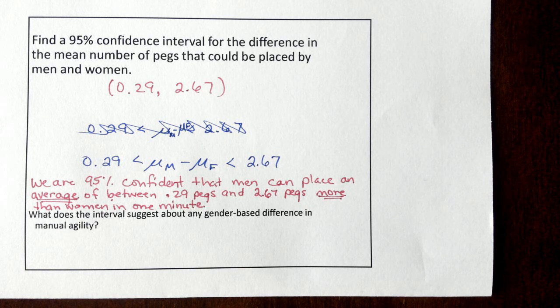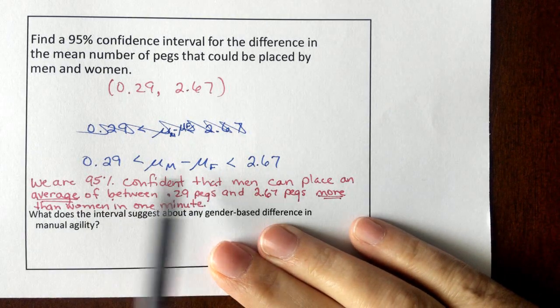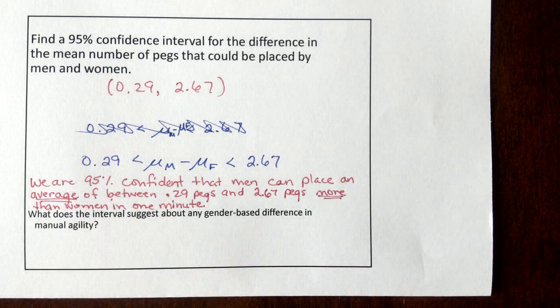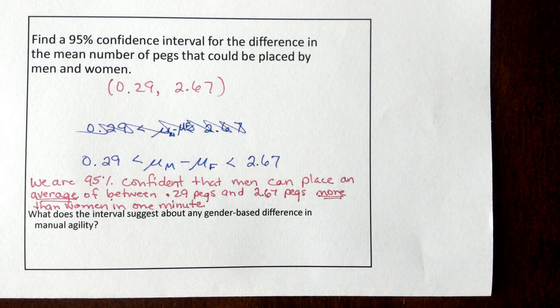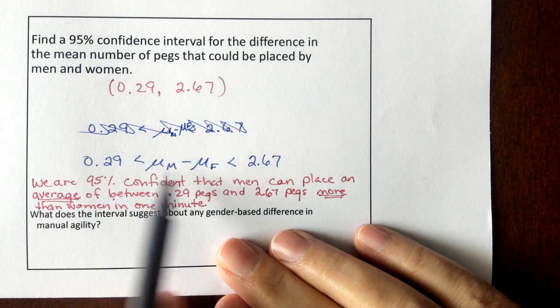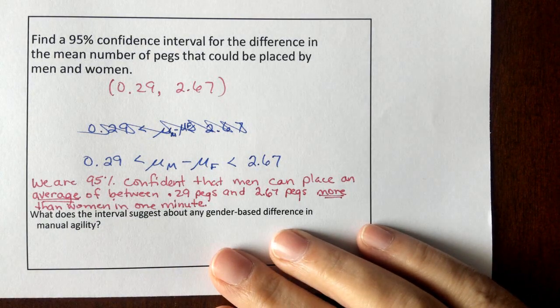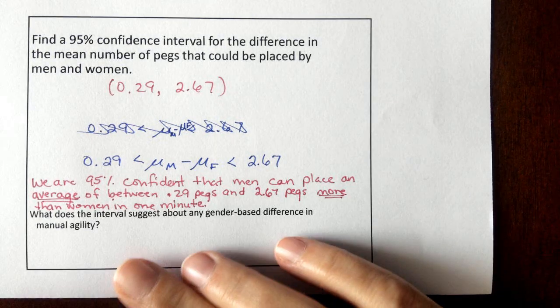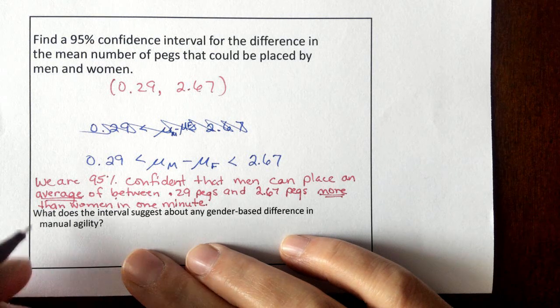One last question about this problem. What does the interval suggest about any gender-based difference in manual agility? Well, the difference in men and women is positive. The lower bound, upper bound, all positive. 0 is lower than this, or 0 is not included. This indicates that men tend to have a higher average. They tend to be faster.